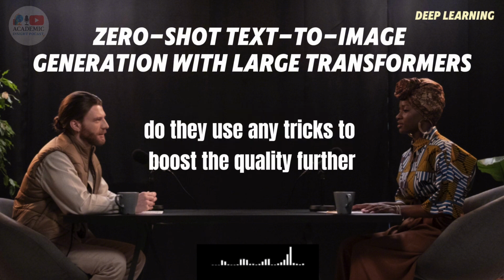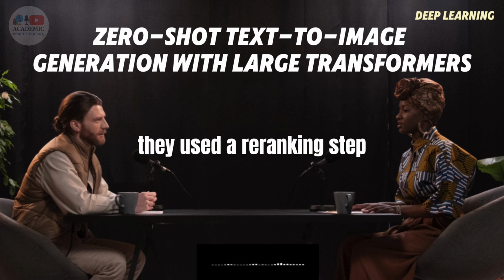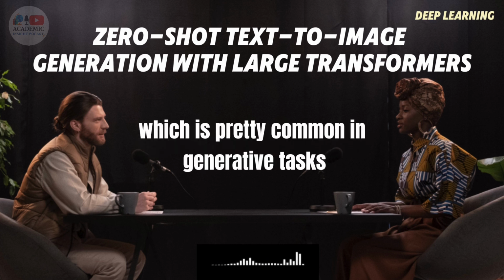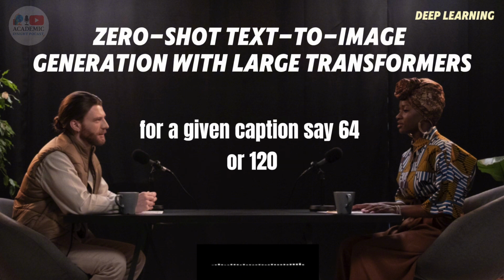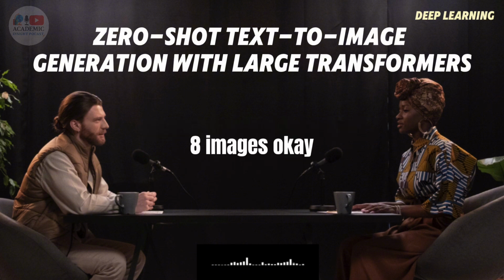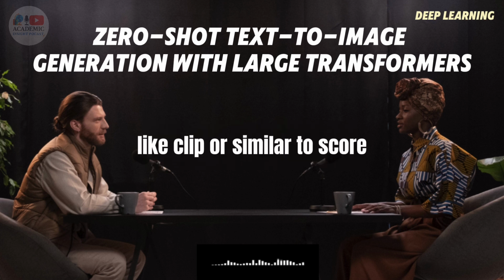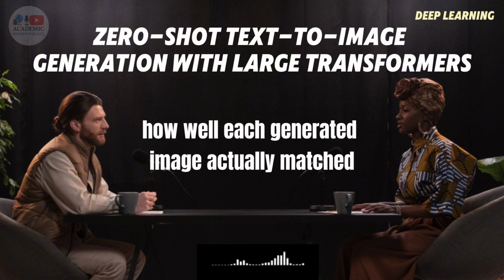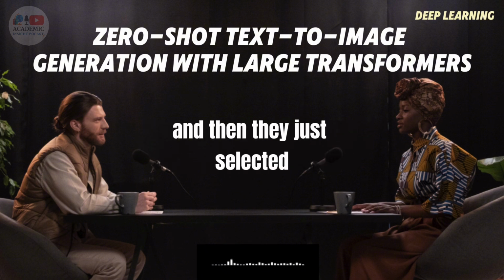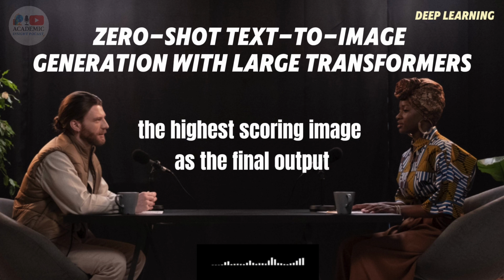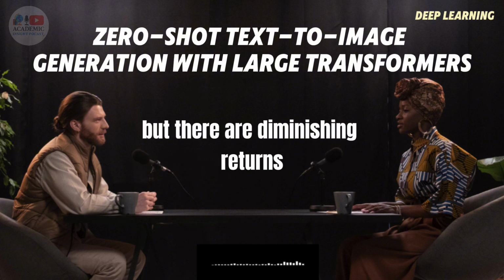Do they use any tricks to boost the quality further, like generating multiple images and picking the best one? Yes, exactly. They used a re-ranking step, which is pretty common in generative tasks. After generating multiple potential images for a given caption, say 64 or 128 images, they used a separate pre-trained contrastive model like CLIP, or similar, to score how well each generated image actually matched the text query. So an independent judge. Right. And then they just selected the highest scoring image as the final output. The paper shows that generating and re-ranking more samples generally improves results, but there are diminishing returns.